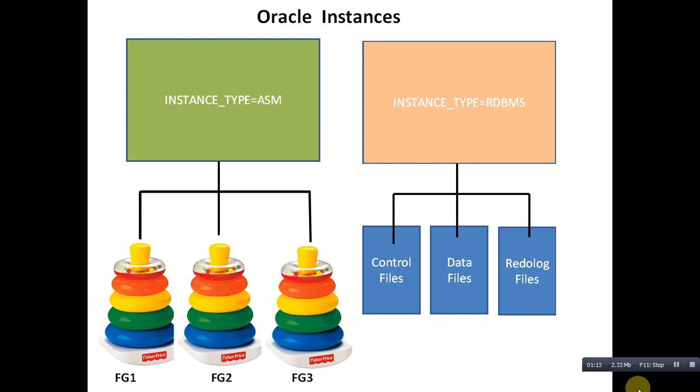The ASM instance is used to manage the metadata inside the disk groups. The ASM instance is similar to the database instance. It has its SGA and background processes, just similar to those of a database instance. The ASM instance manages the disk groups. It mounts the disk groups using the parameter called asm_diskstring.